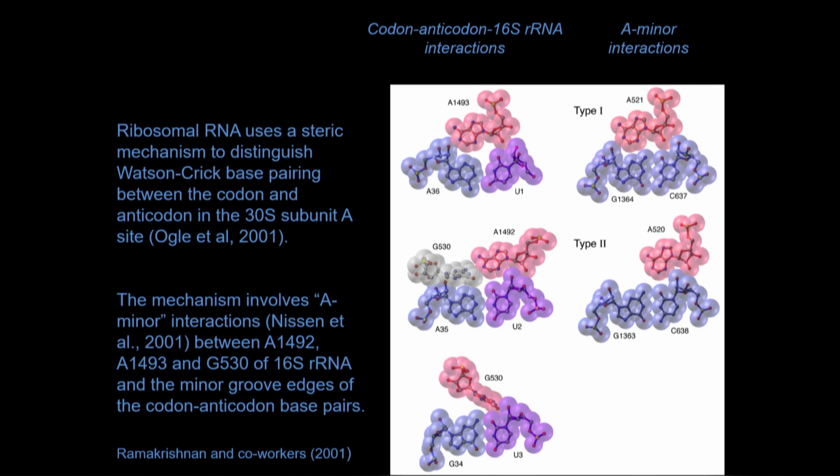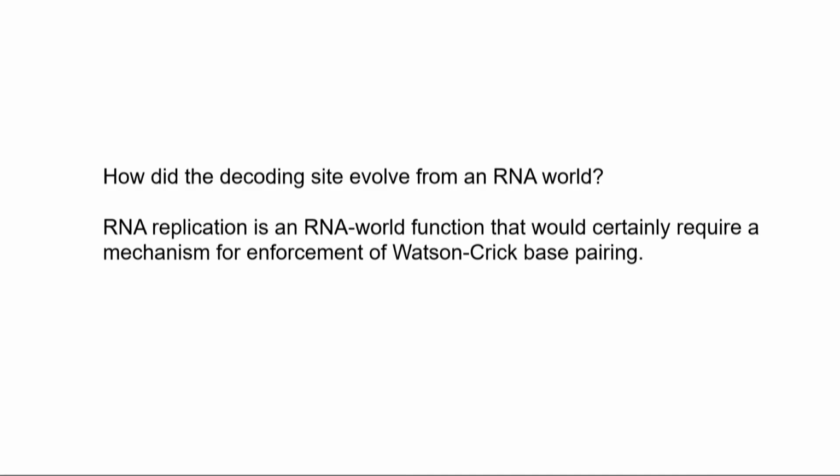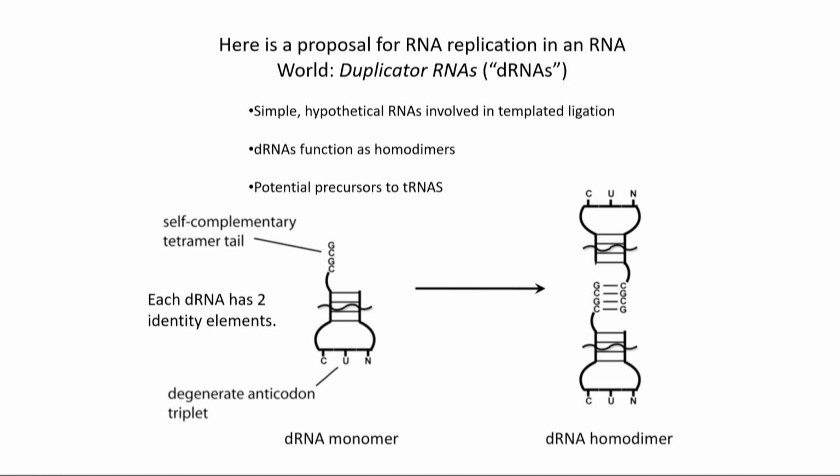And this shows the A-minor interactions between the ribosomal RNA and the message and tRNA. So how did the decoding site evolve from an RNA world? Well, the most likely reason you would want base pairing enforced in an RNA world is in RNA replication. So here's a proposal. Now we go from pretty solid reality into hypothetical fantasy, which I'll leave you with. And that is a proposal for something that we call duplicator RNA.